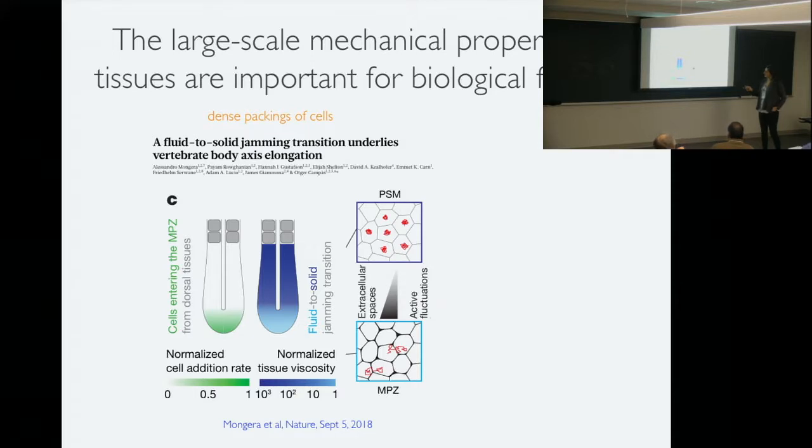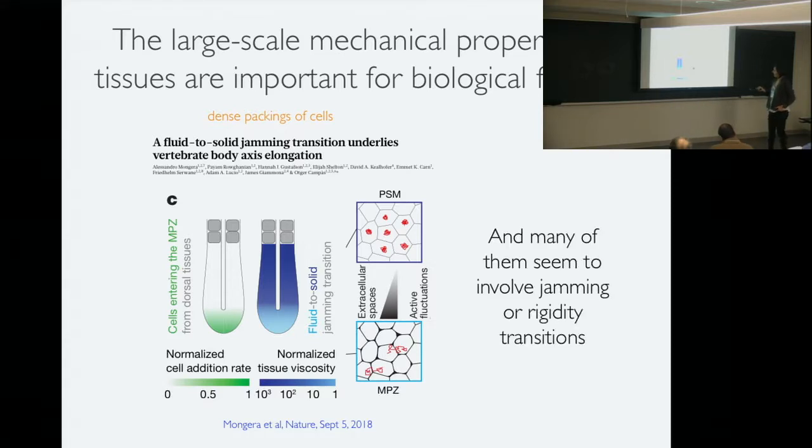And so the idea is that this material is much more solid-like than this material, and they argue in this paper that that gradient in material properties is really important for generating the final shape, this elongated shape that you see in the zebrafish tailbud. So what I'm going to focus on today is rigidity transitions. And I'm going to be asking the question, what do cells have to do in order to generate, say, gradients in material properties like this?